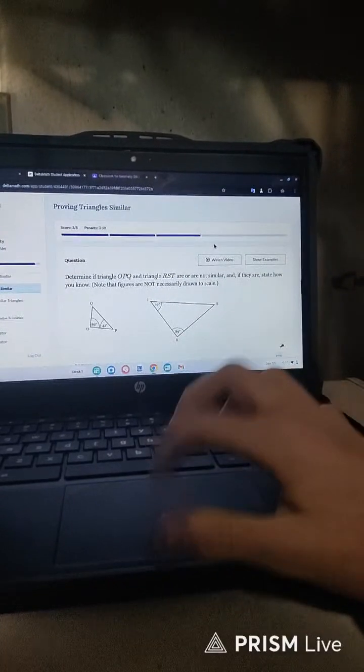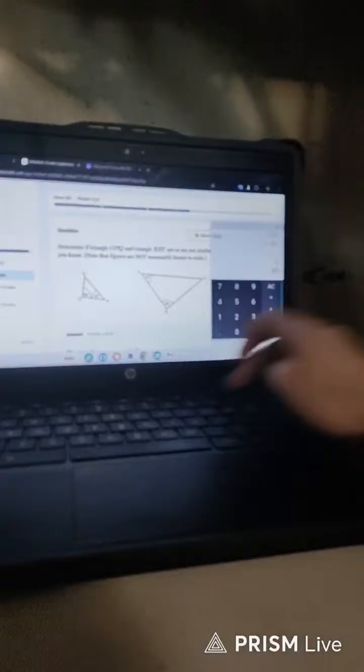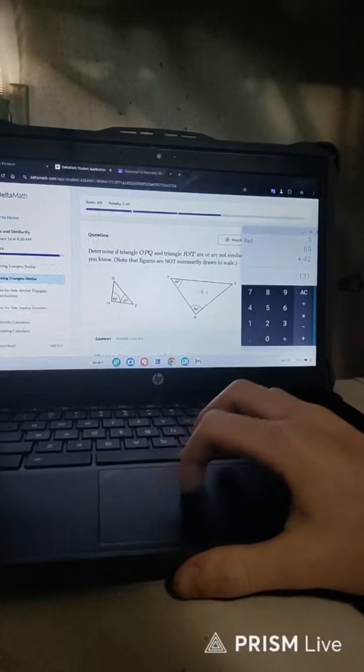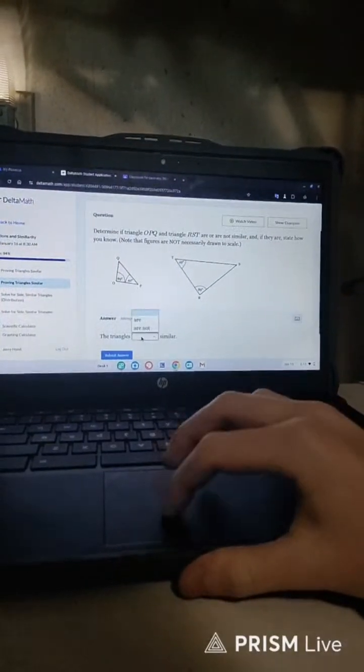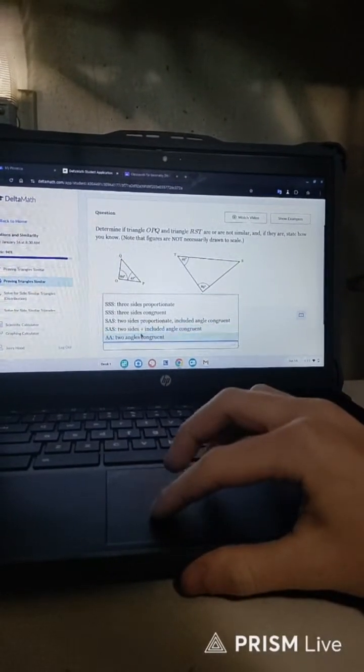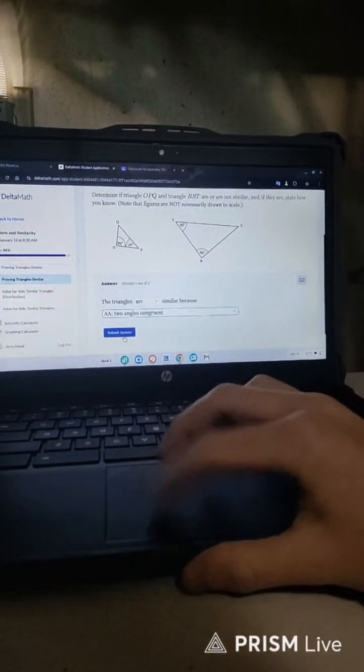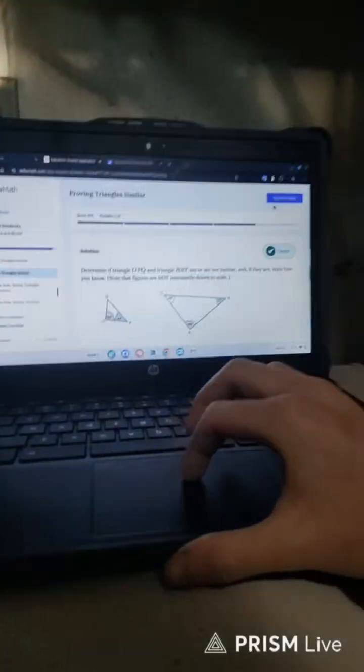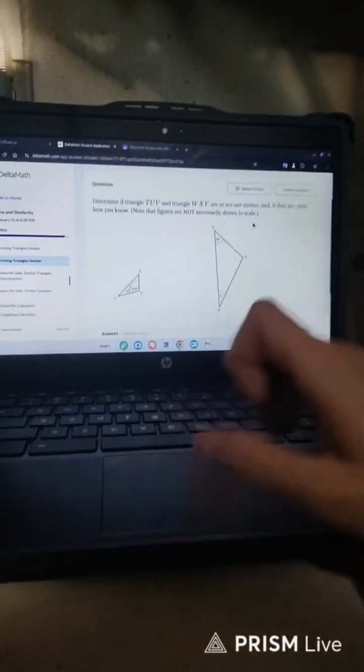So 89 plus 40 is 139. We need a 49 angle. They are similar because of AA. All they need is two angles congruent. It still doesn't matter.